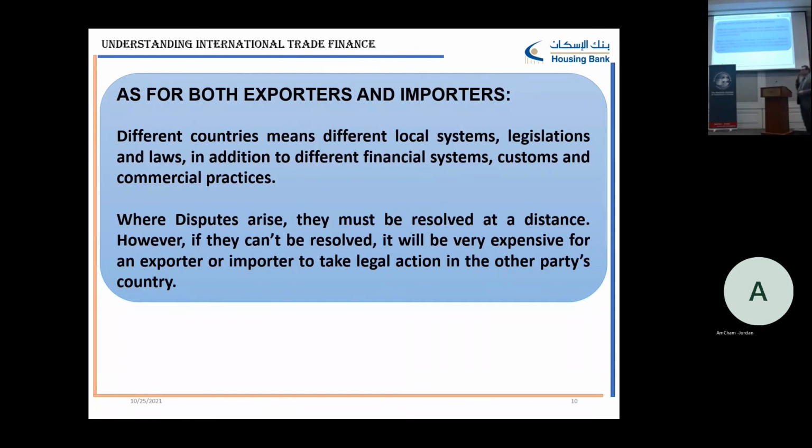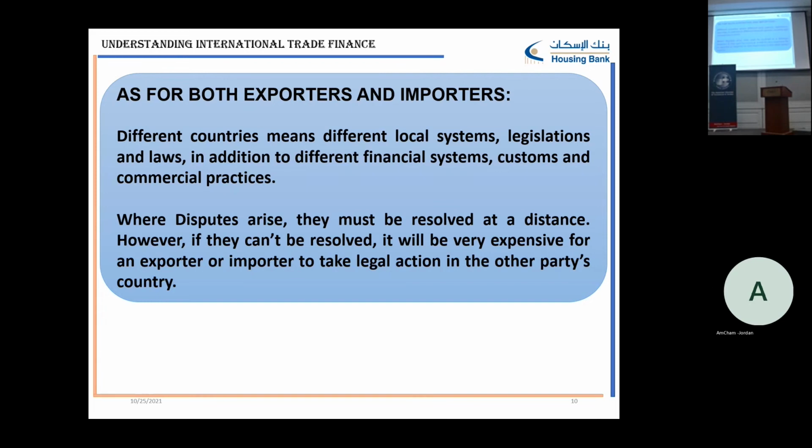As for the exporters and the importers, what is the risk for both parties? Actually, different countries use different legal systems, legislations, and laws. As you know, each country in the world has a different legal system, a different financial system, and different commercial or customs practices. So when disputes arise, they must be resolved at a distance. If they can't be resolved, it will be very expensive for the exporter and importer to take legal action in the other party's country. So different legal systems between countries is a risk for both the importer and the exporter.